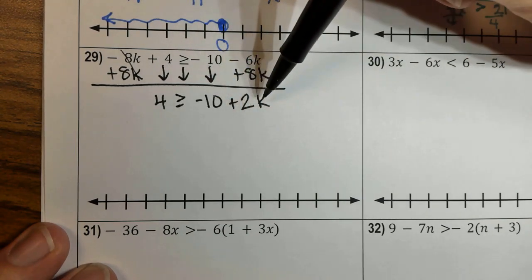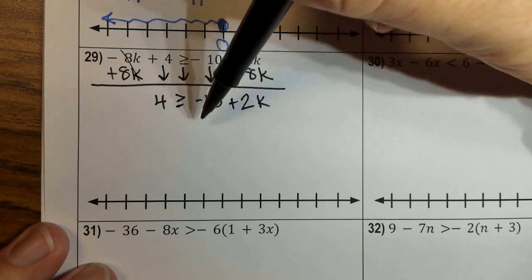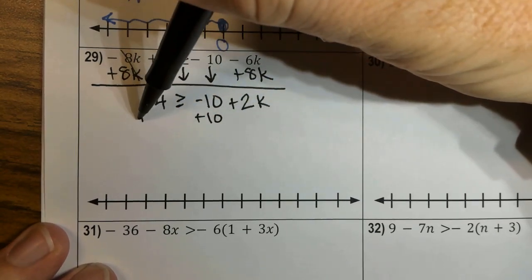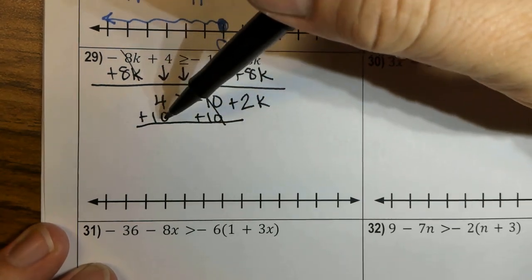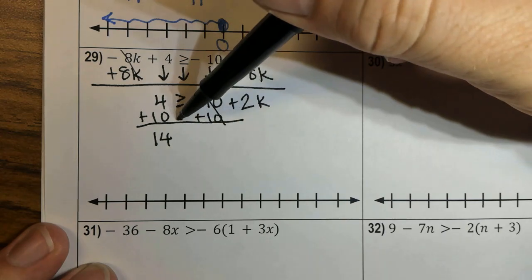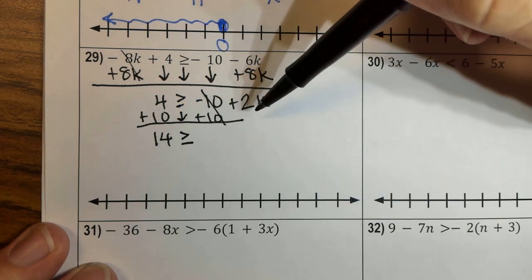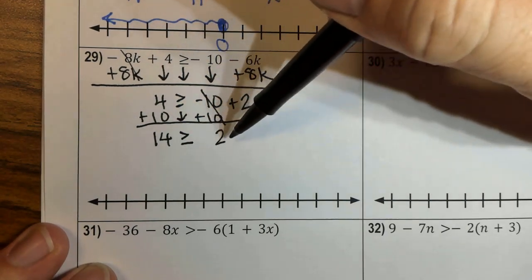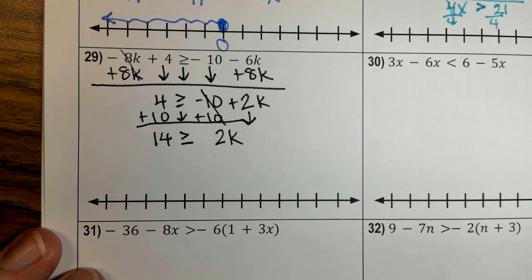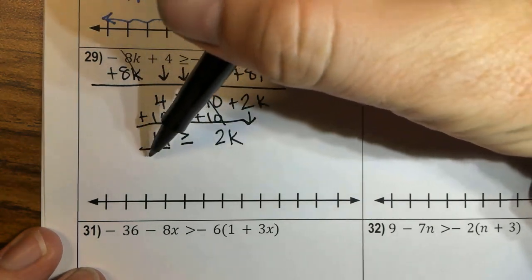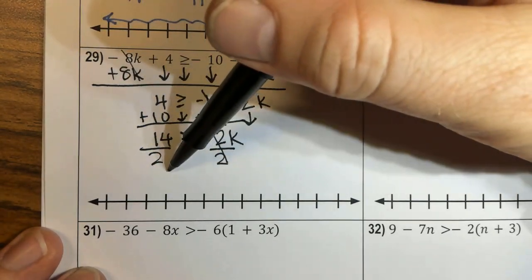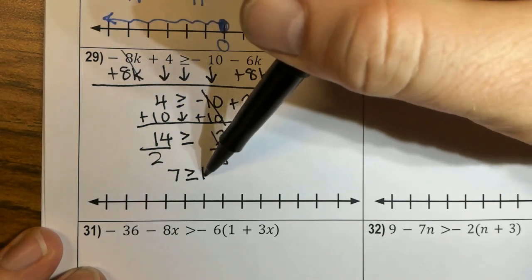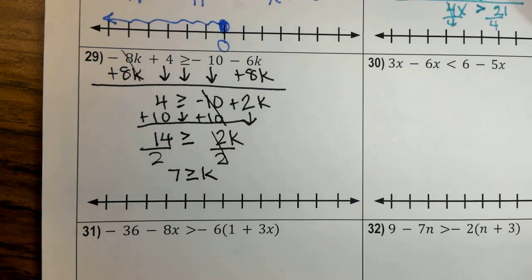Okay, now to move my numbers away from k, I have minus 10. I need to do plus 10 first. So I do 10 plus 4, 14. My sign didn't change, and my 2k didn't change. Okay, now my last step is divide. So 14 divided by 2, I get 7 greater than or equal to k.